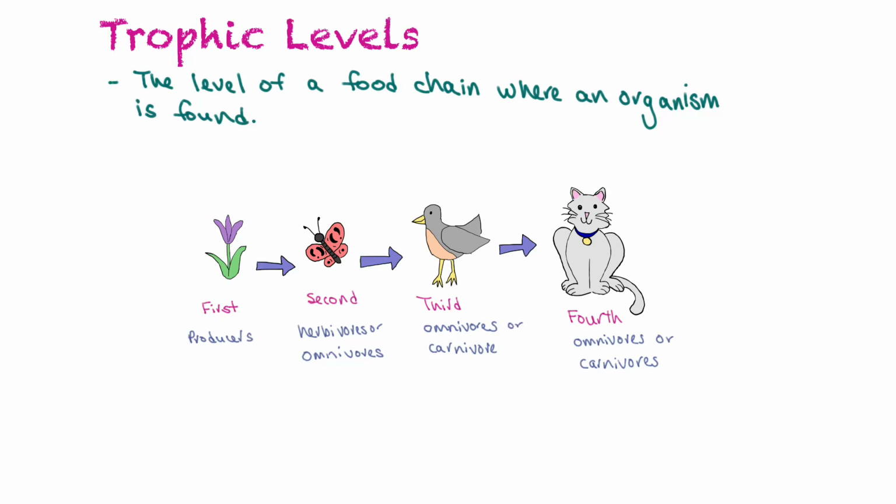Trophic levels can also be called feeding levels. So a trophic level is the level of a food chain where you find the organism. In this case, the producer is the first trophic level. Then the herbivores or omnivores, so the primary consumer, is the second trophic level. The third trophic level would have omnivores or carnivores. And then the fourth trophic level, in this case, would also have an omnivore or a carnivore.